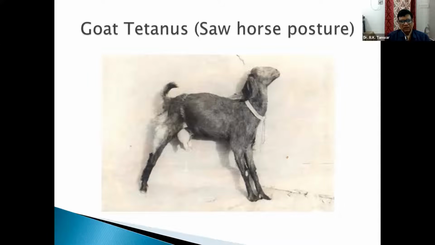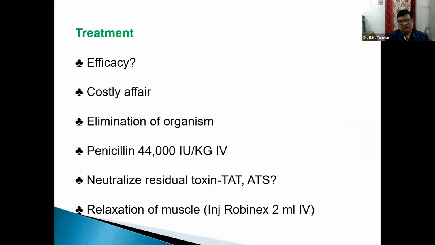This is one goat showing the stiff tail, legs, lockjaw condition. Clinically, we can have treatment. Treatment is recommended in the book, but its efficacy is questionable because it is a costly affair. In our area now, this TAT or ATS is not available. Only the human globulin is available, which is very costly, and the cost of 500 units is about 600. Earlier, this TAT was available, prepared from the horse.